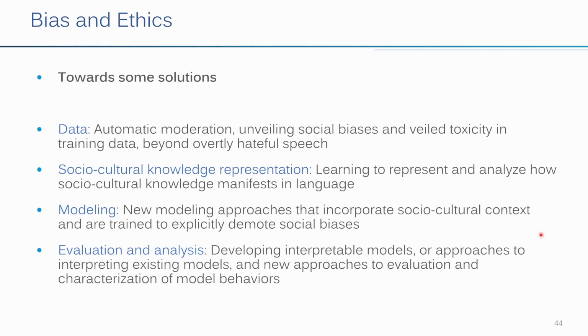So, for example, in data, we can use automatic moderation, unveiling social biases and toxicity in training data, so that you can report and say, hey, this data here is biased toward this direction or that direction. And this will help us take care of that. So if you have data that's skewed to a given feature or a given characteristic, it's the first step that you have in order to, in quotes, debias this data, or at least to reduce it.